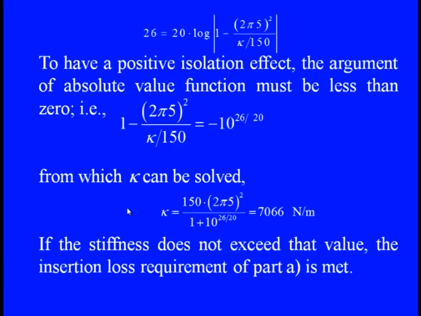When we solve for k, k equals 150 times (2 pi f) squared divided by 1 plus 10 to the power 26 by 20, which is 7066 Newton per meter. So the value of the stiffness should not be increased beyond this, and the insertion loss of 26 dB is supposed to be met at this point. Here we can relate that when we are keeping the isolator, the values of the stiffness, the damper, or any other parameters are there so that we can meet the insertion loss up to a certain sound level.